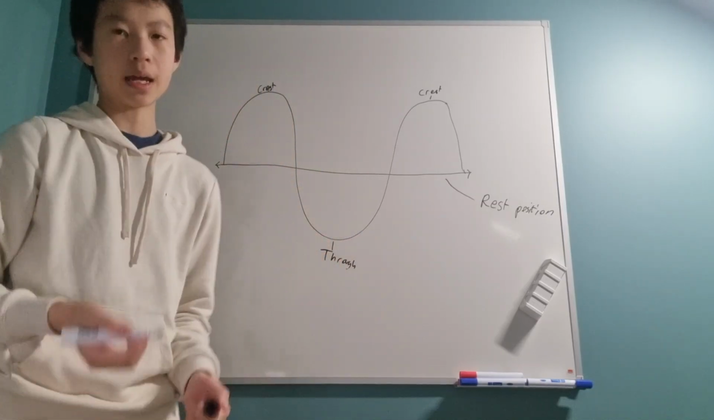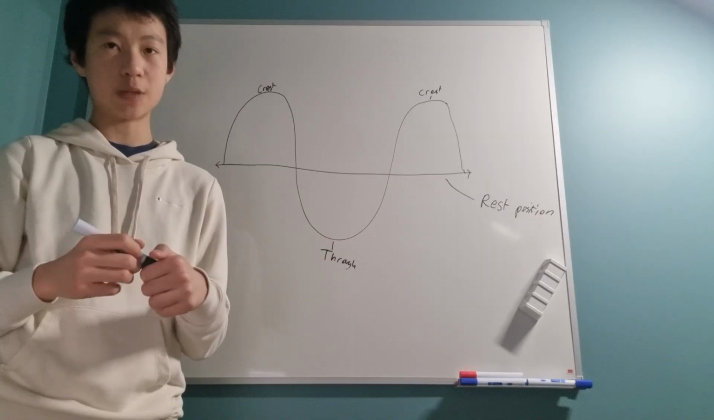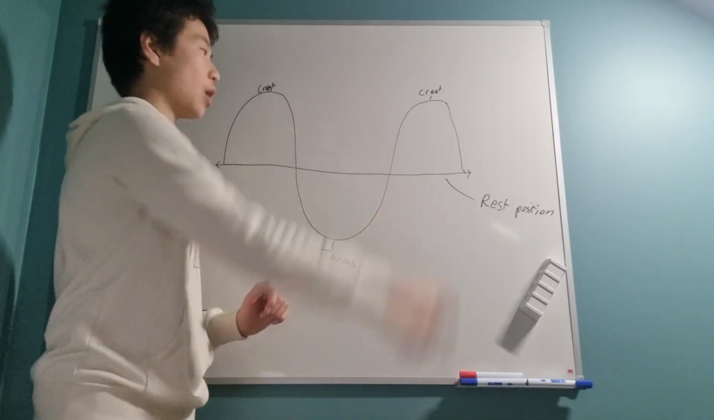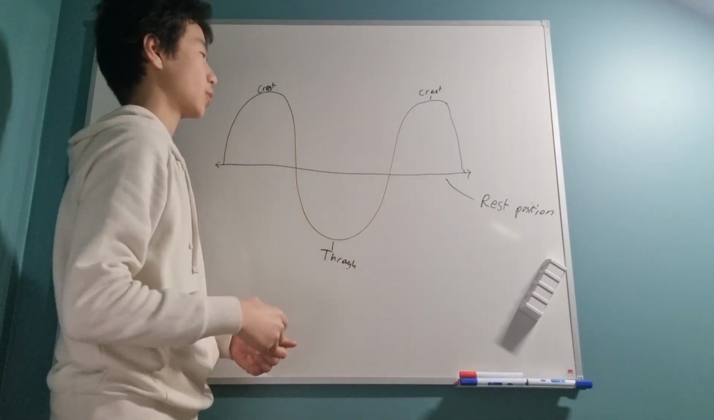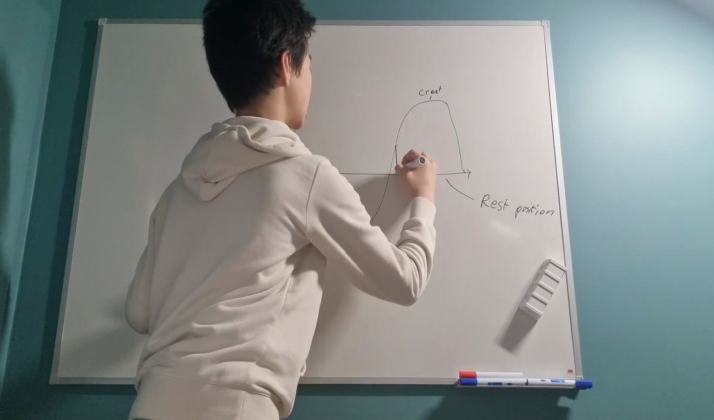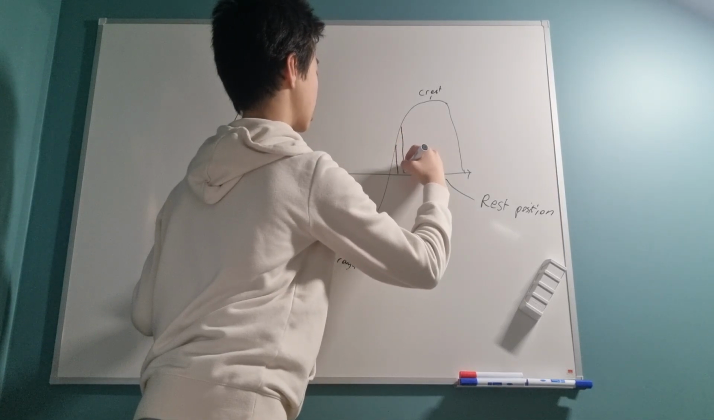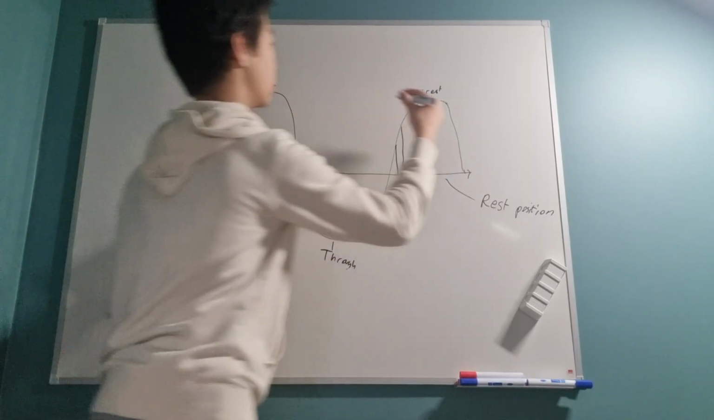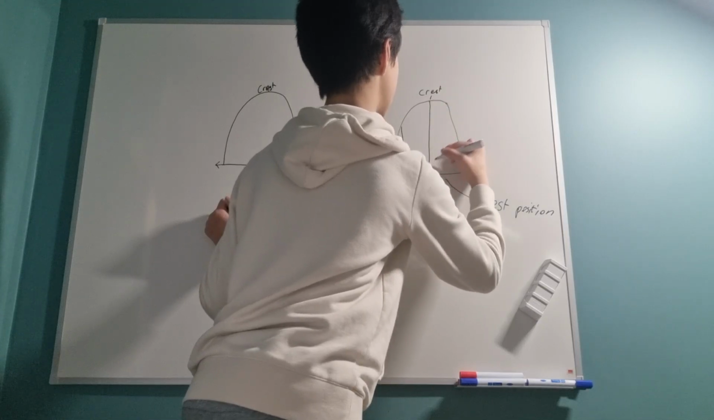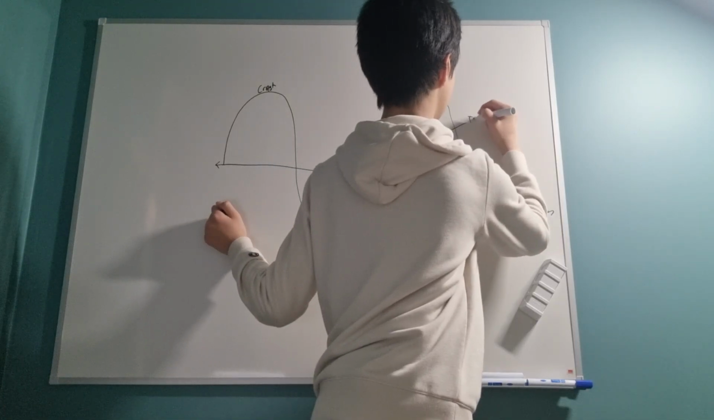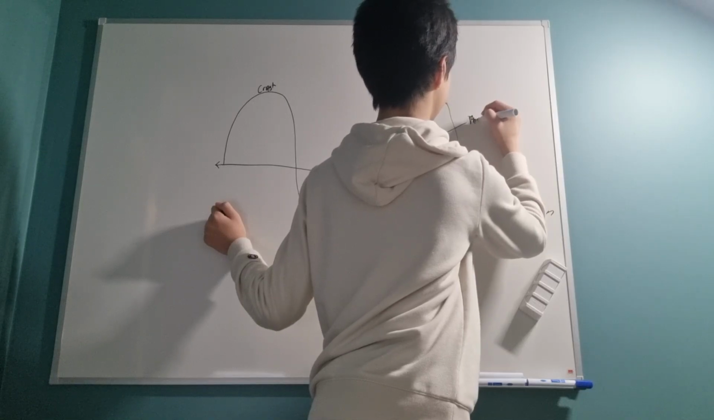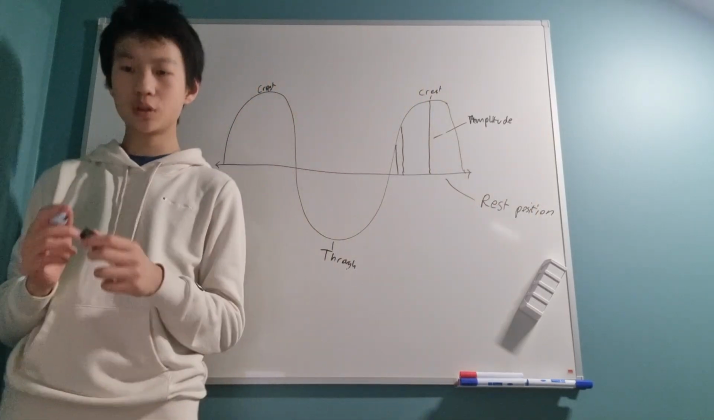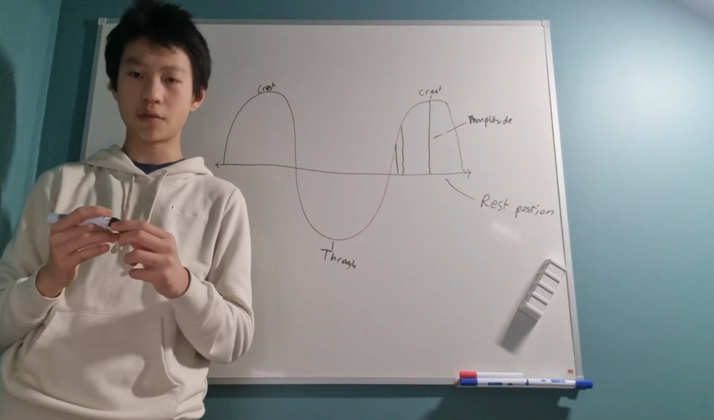Now you might be wondering, what is displacement? Displacement is simply the distance from the rest position. So this is a displacement, this is a displacement, but of course this is more displacement, and the amplitude is the most displacement from the rest position. So the amplitude is the largest displacement you can get from the rest position.